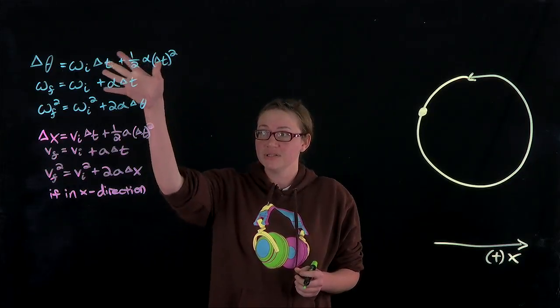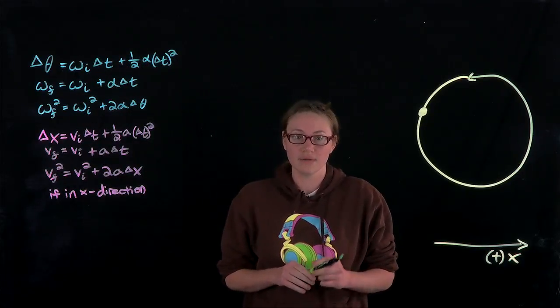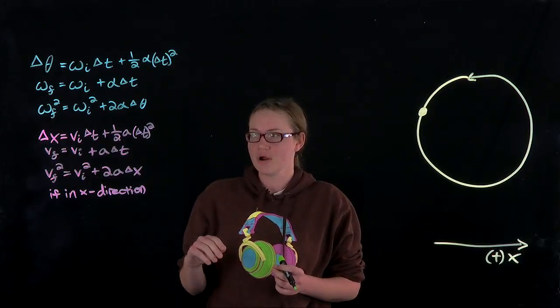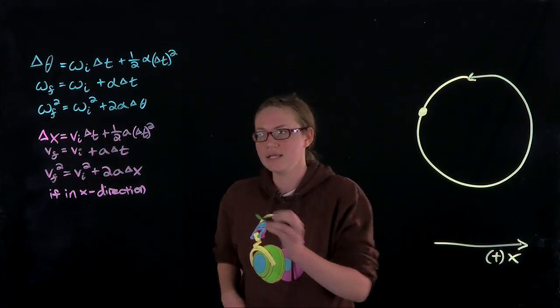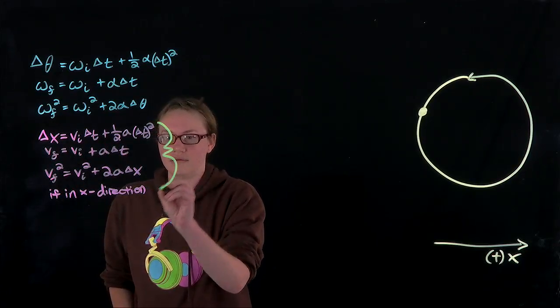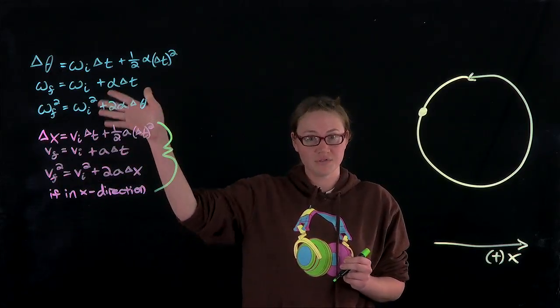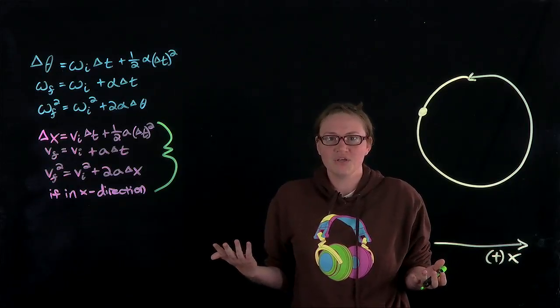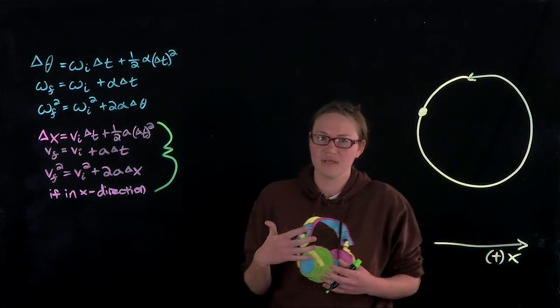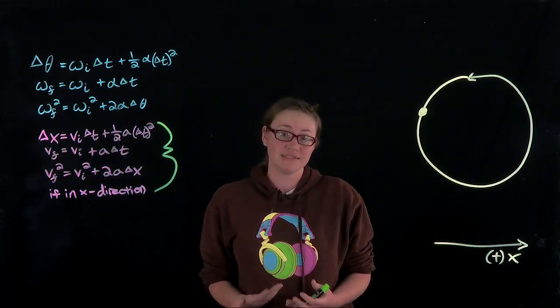First, I wanted to mention these equations. Kinematic equations that you've seen before are the x direction ones right here. And you'll notice that all of these have equivalents in rotational motion. But why do we use two different symbols for them? It's because they're not describing the same thing.